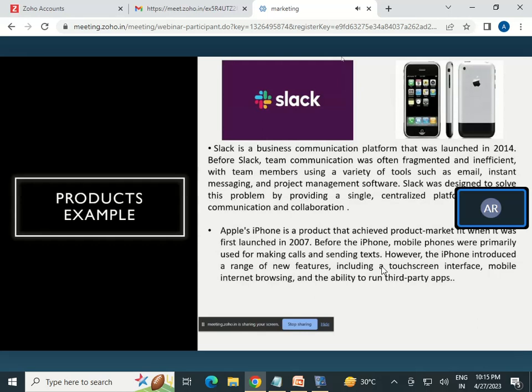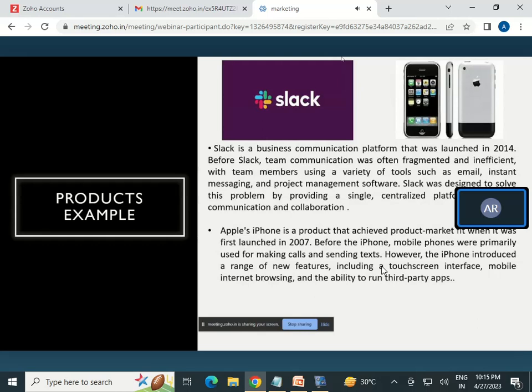Before Slack, team communication was often fragmented and inefficient, with team members using a variety of tools such as email, instant messaging, and project management software, right? Slack was designed to solve this problem by providing a single centralized platform for team communication and collaboration. So that was the problem, right? We want to do some teamwork and we are using different platforms for different work, and Slack combined it, right? So this is a perfect example for you. Problem solution fit. We identified a problem for a group of customers and then we resolved it, right?